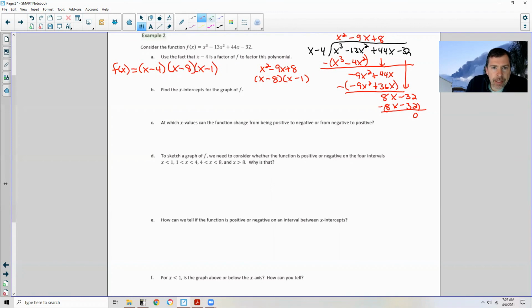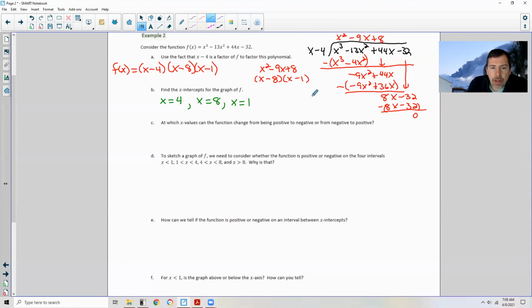Okay, so now B says, find the x-intercepts of the graph of f. Well, I'm just going to speed this up a little because you should know now that all you do is use the zero product property, set your function equal to zero, so f of x equals zero, and x would be 4, so x would equal 4. Here, x would equal 8. And here x would equal 1 to make those 0. So the x-intercepts are these three numbers. C says, at which x values can the function change from being positive to negative or from negative to being positive?